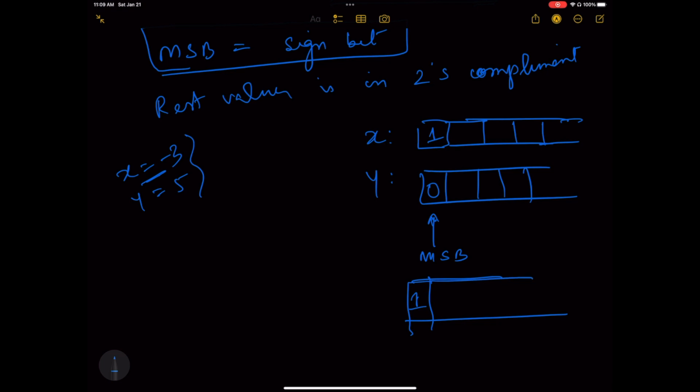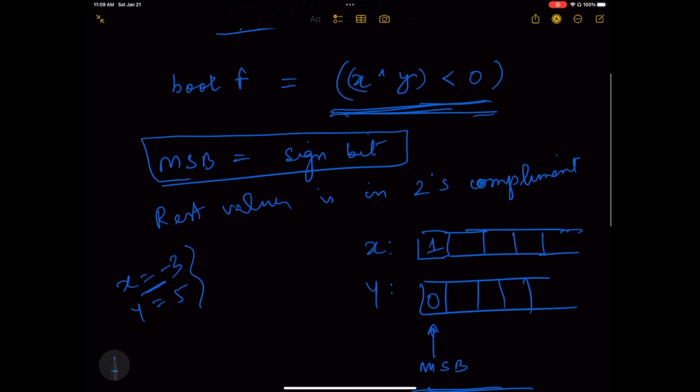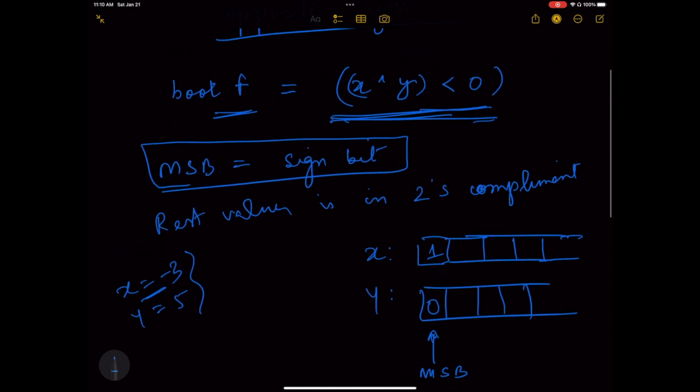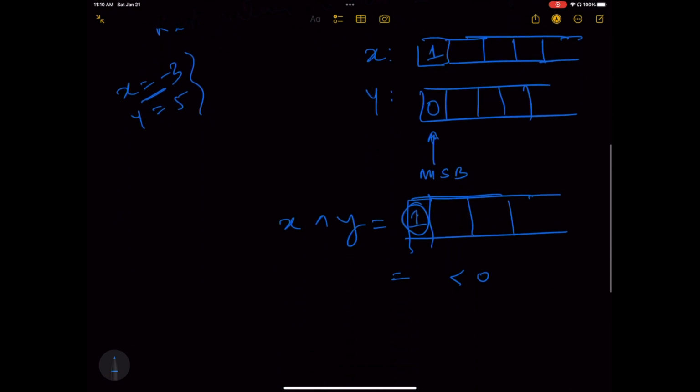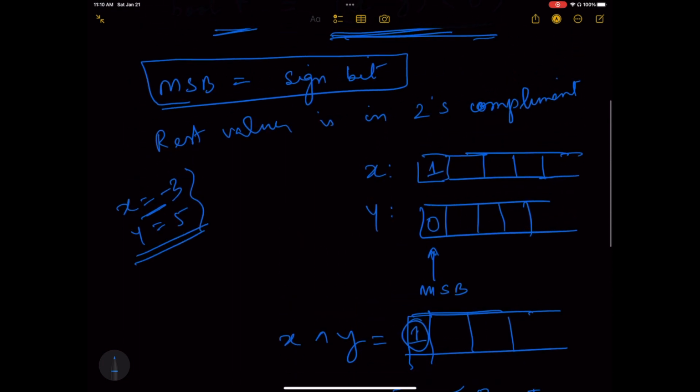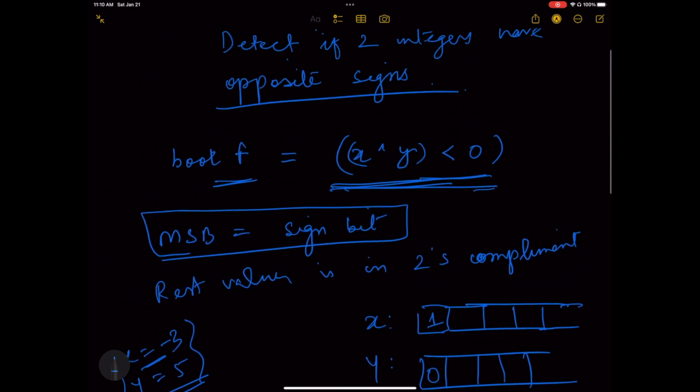Now this says if x XOR y is less than 0, then both of them have different signs. That's what this condition means, right? This boolean would be true in that case. So what happens is the most significant bit in the result of x XOR y is set to 1, right? So whatever this value would be, it is a negative number. So this condition x XOR y less than 0 is true, and as you can see, that's because x and y had different signs, so that's why this condition works.